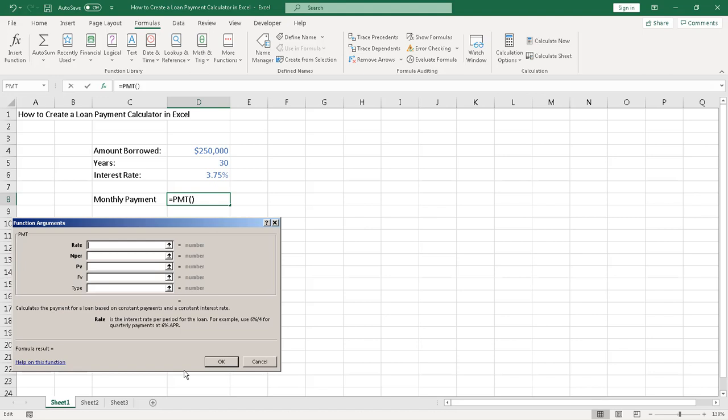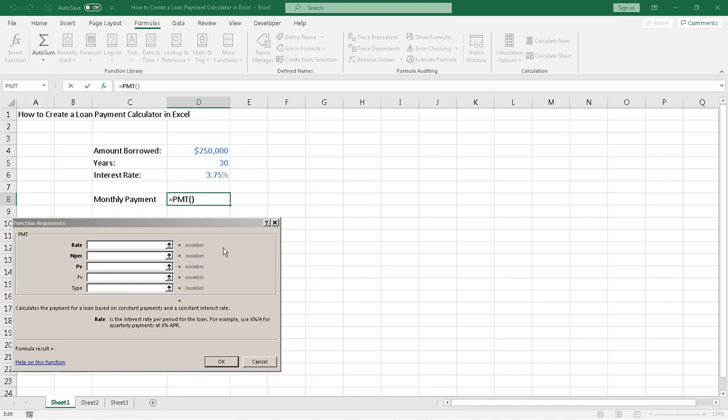The payment function has three required arguments, which are in bold, and two optional arguments. The three required arguments are rate, NPER, which stands for number of periods, and PV, which stands for present value. The rate is the interest rate per period for the loan.